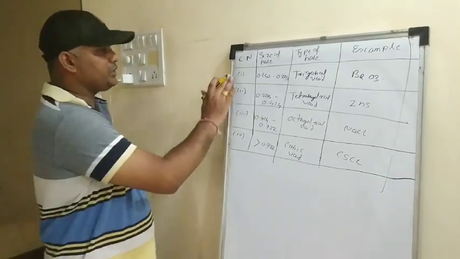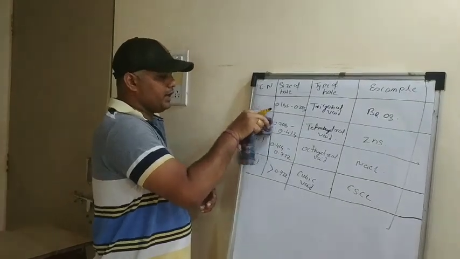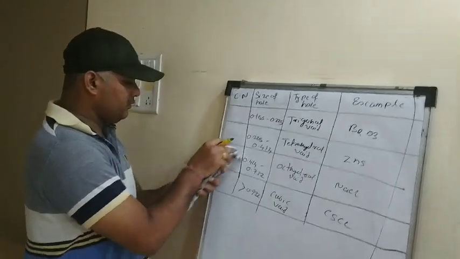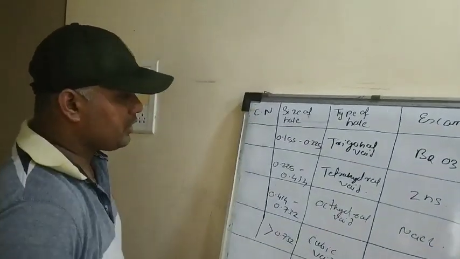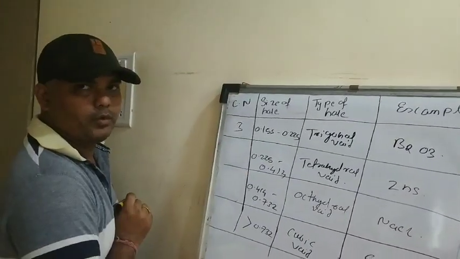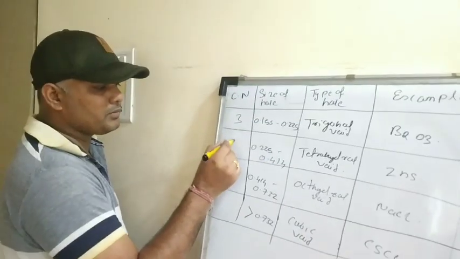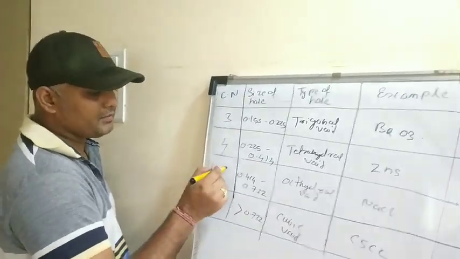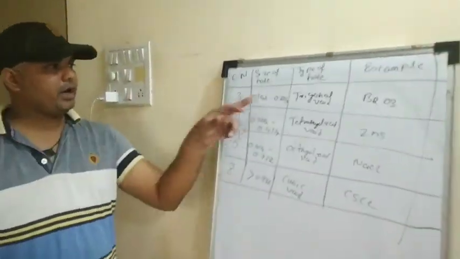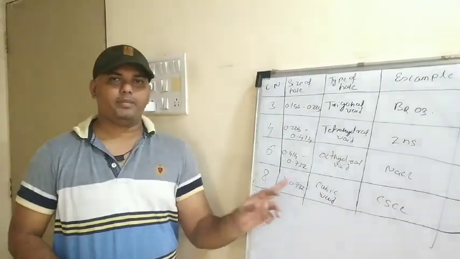Now what is the coordination number? Sorry, I am supposed to write the coordination number over here, right? So let's write the coordination number. The coordination number for this trigonal void is 3. We know the trigonal void is surrounded by 3 atoms. This is surrounded by 4 atoms, so 4. Surrounded by 6 atoms, so 6. Surrounded by 8 atoms, so it will become 8. So the coordination number for trigonal is 3, for tetrahedral is 4, for octahedral is 6, and for cubic is 8, right?